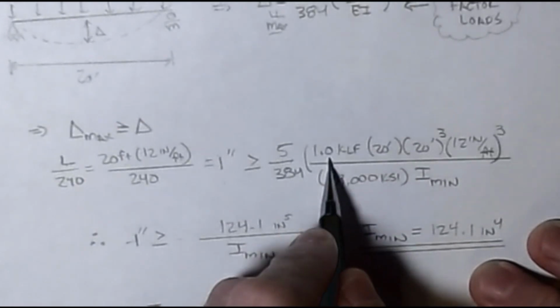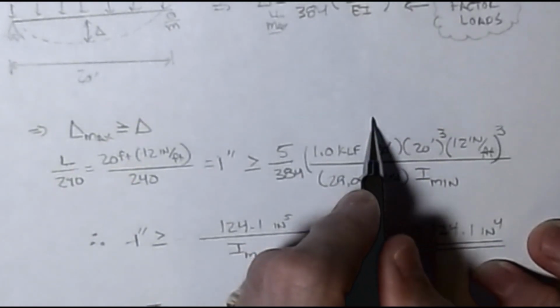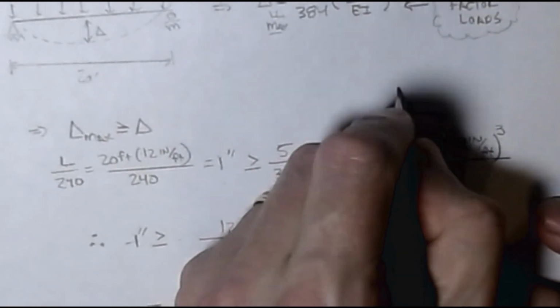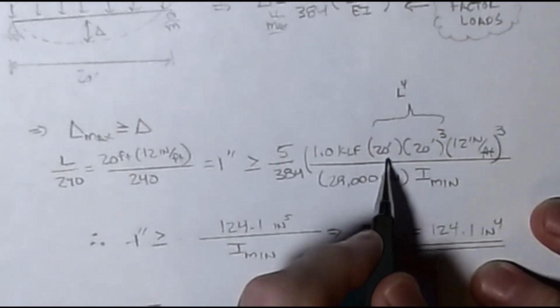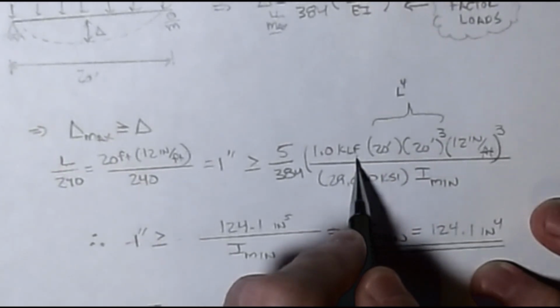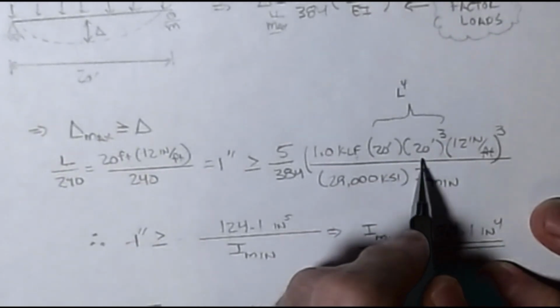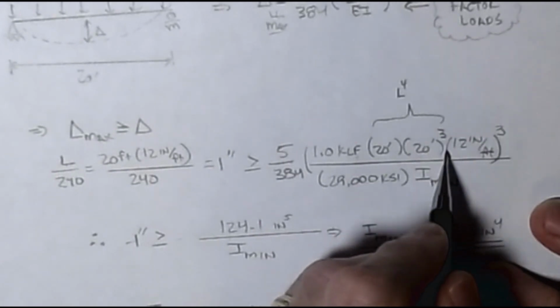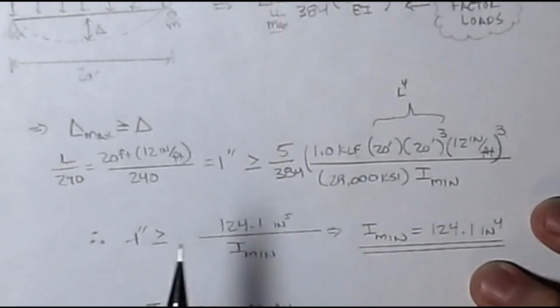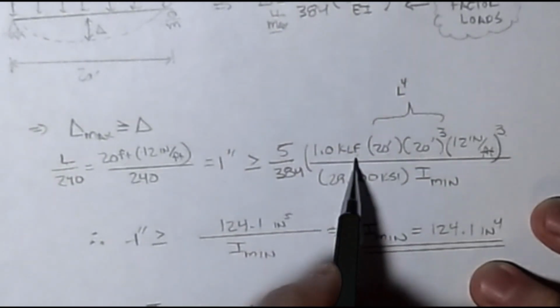Here's my W, 1 KLF. Now, this quantity right here is my L to the 4th. But you'll notice what I did is I factored out one of them, 20 feet, so that it would knock out the foot on these units. Okay, and then I have 3 left, 20 foot cubed, and that I convert to inches. So that's why there's a 3 here and not a 4. Okay, because this 20 goes to knock that one out.